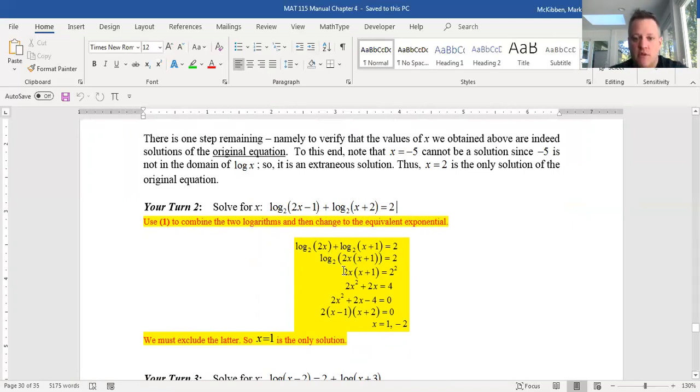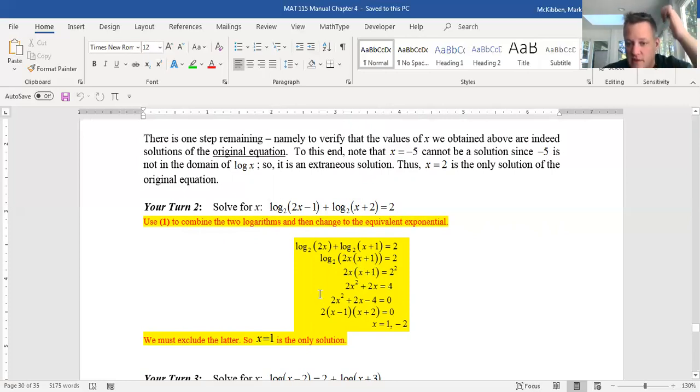If I take 2 to the log base 2 of anything, the 2 and the log base 2 cancel, giving me just the input. And 2 squared is 4. So I get this equation here. Again, that's quadratic. So simplify the 2 squared to get 4. Distribute the 2x through both terms to get that guy.